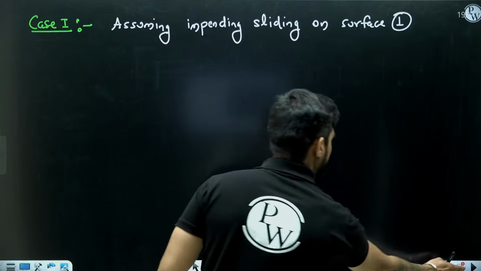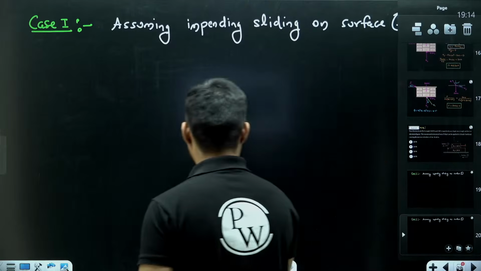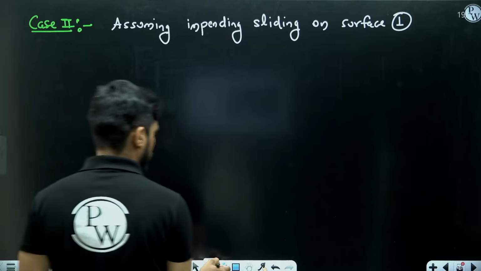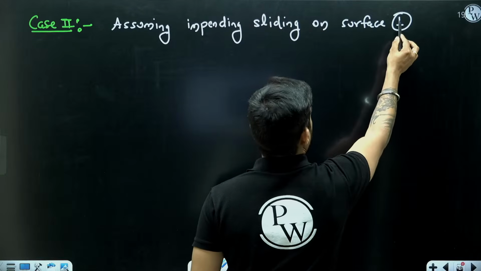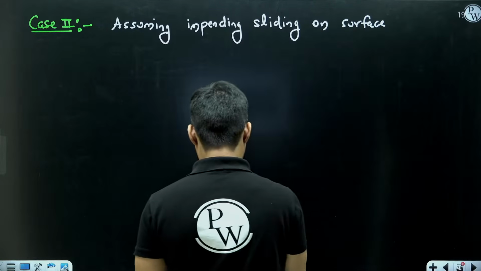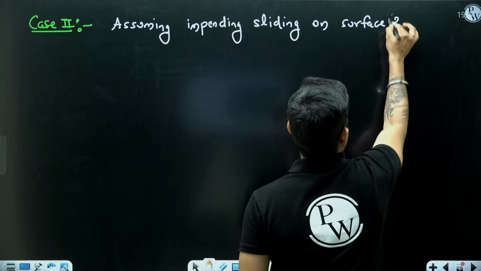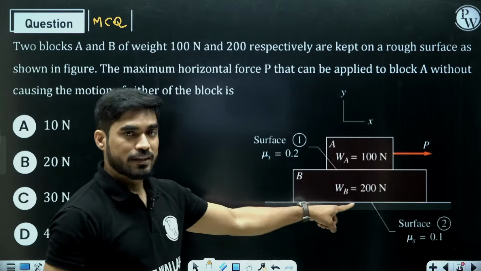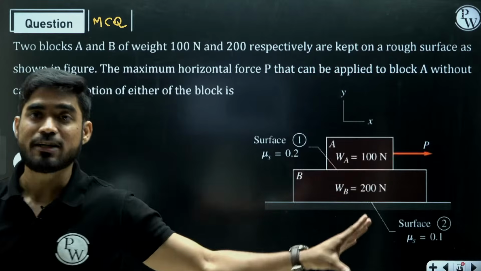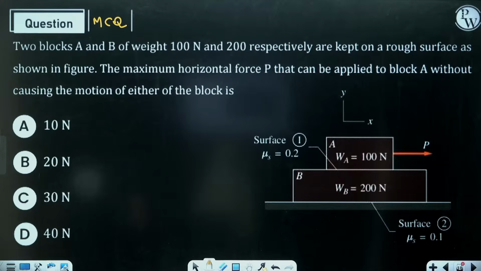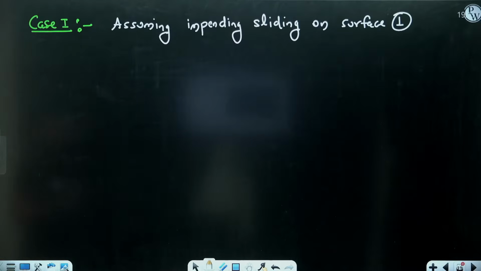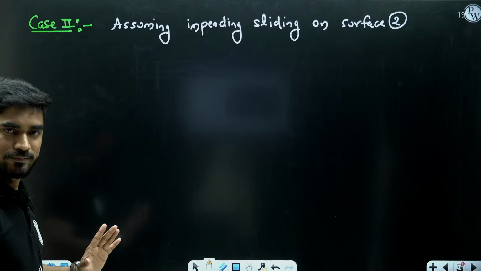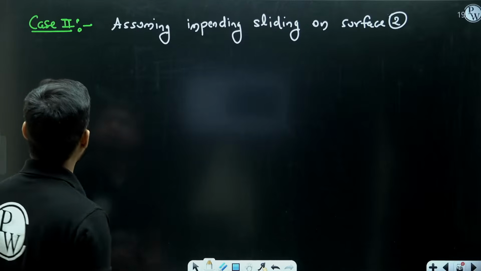And what will be case number 2, sir? Case number 2 will be assuming impending sliding on surface number 2. So if there is impending sliding on surface number 2, then both the blocks will start moving together. So what we are going to do is, we are going to find the value of P in both cases. Let's find the value of P in both cases.